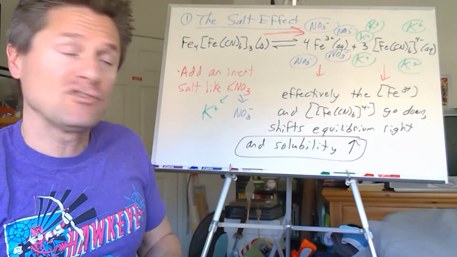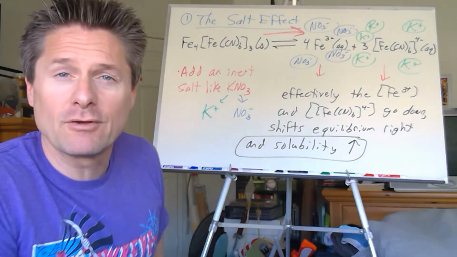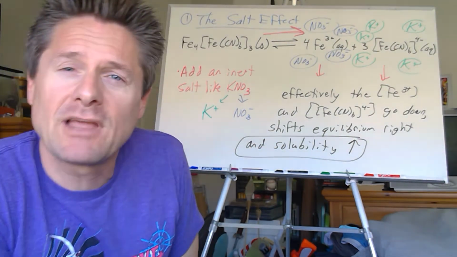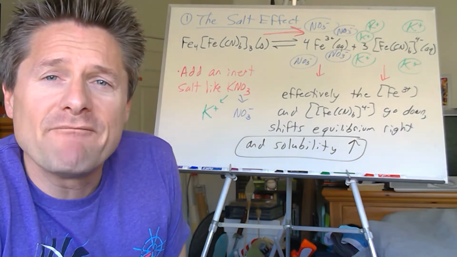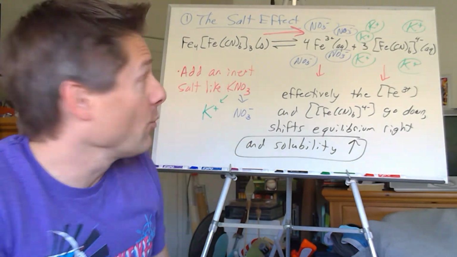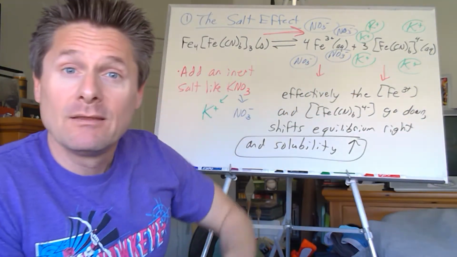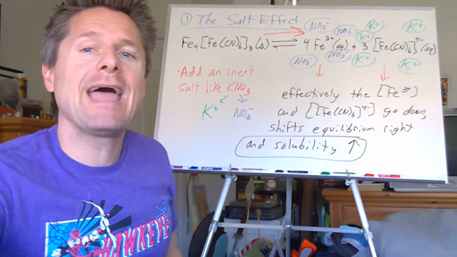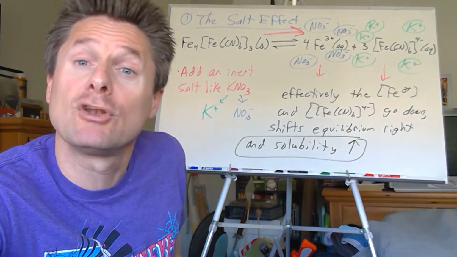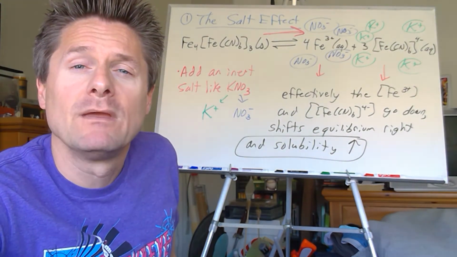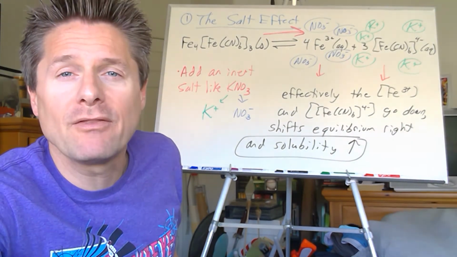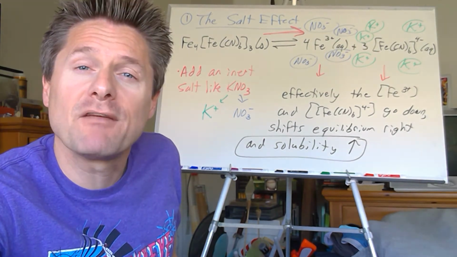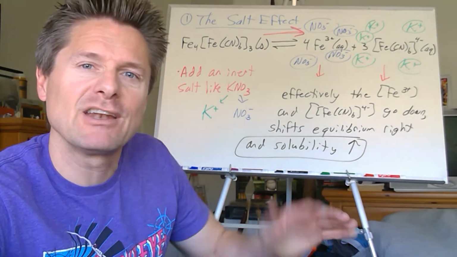This is a review, so if you're a little rusty-dusty, got to blow some dust out of your brain there, go back and watch that video on the salt effect and activities. That's why it's better to use activities, or effective molarities, than regular molarities. All right, so that's that. Let's do a little review of complex ion formation, and then in a separate video, we'll look at the pH effect, affecting solid solubilities if they have acidic or basic ions.